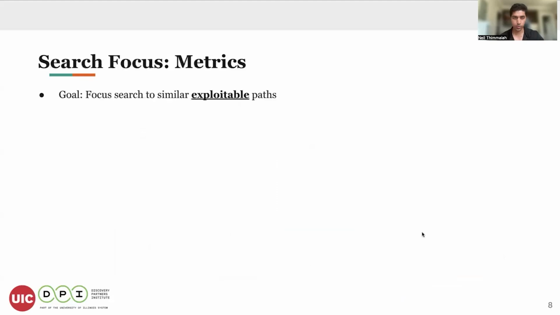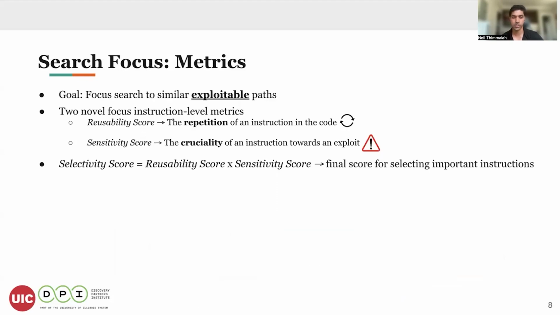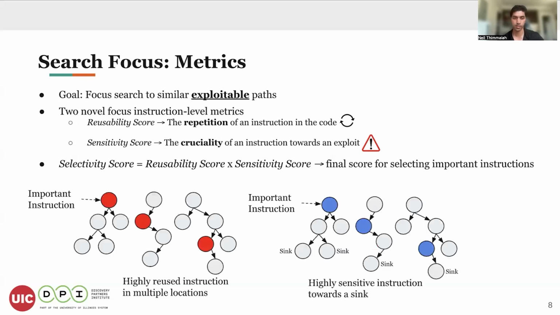So using these similarity notions, let us jump into how FIXX aims to find similar exploitable paths using two novel metrics that we introduced in this paper, known as the reusability score and the sensitivity score. So the reusability score for an instruction would be just how often that instruction is repeated in the code itself, and the sensitivity score would be the cruciality or the importance of an instruction towards an exploit, to discover an exploit. And FIXX combines these two scores by multiplying them to obtain the selectivity score, which is how these important instructions from the data flow path are selected.